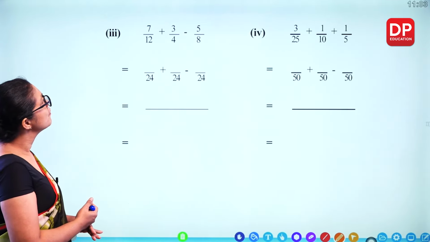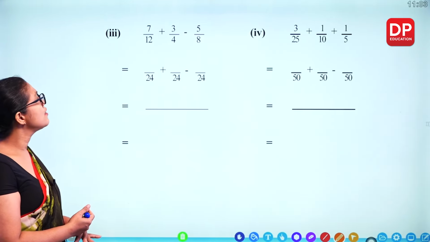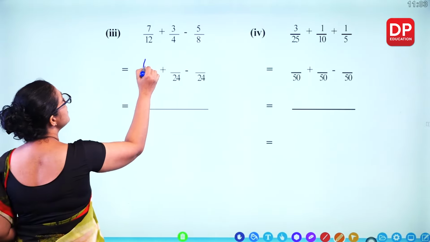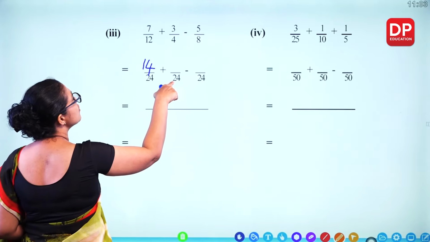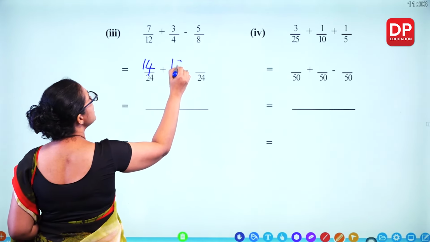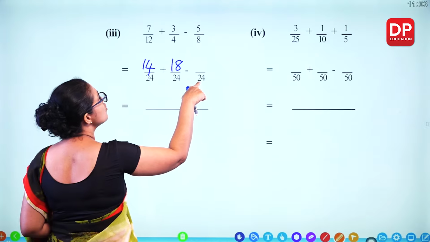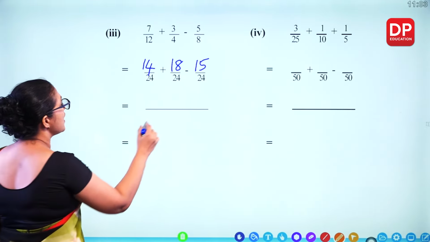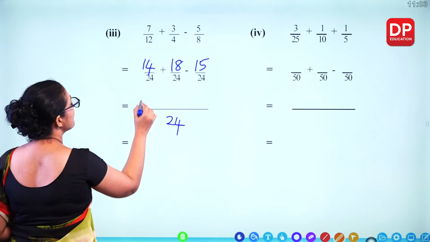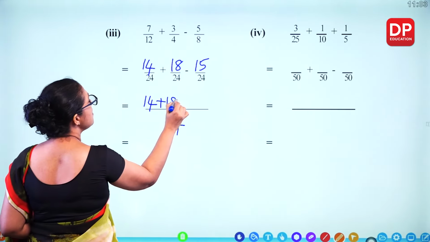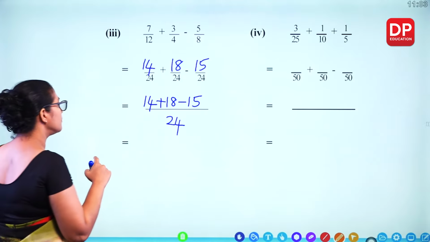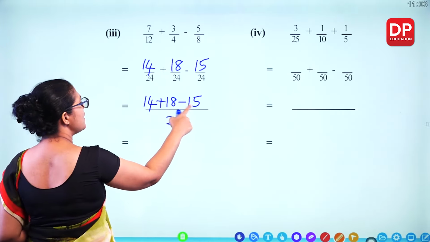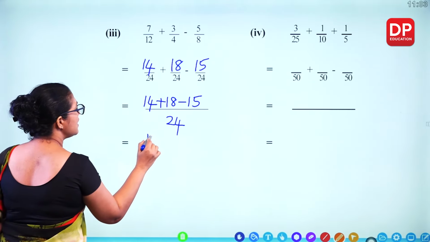This one. 12, 4, 8. What's the common denominator? That's 24. Multiply by 2. 2 times 7, 14. 4 into 24, that means 6. 6 times 3, 18. 8 into 3. 3 times 5, 15. So you get 24 as the denominator. 14 plus 18 minus 15. You can easily do 18 minus 15 first. That's 3. Add 3 to 14. That's 17.